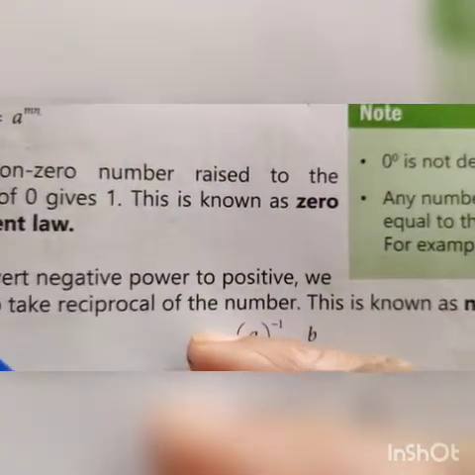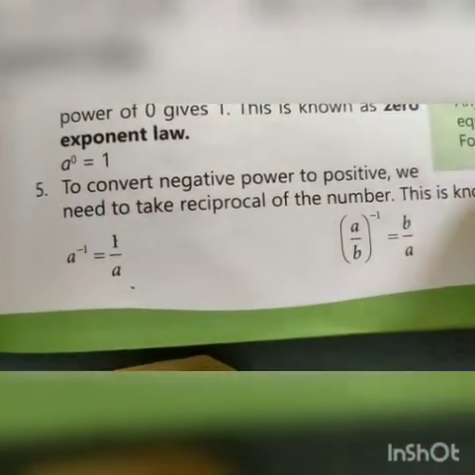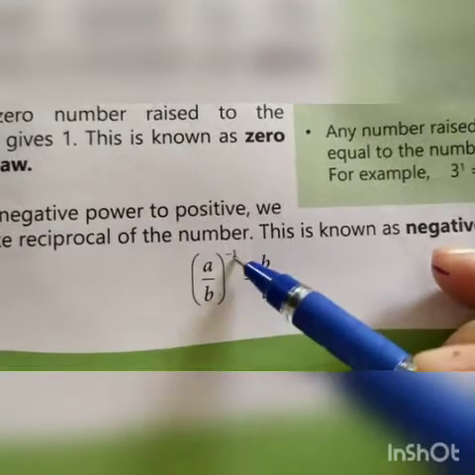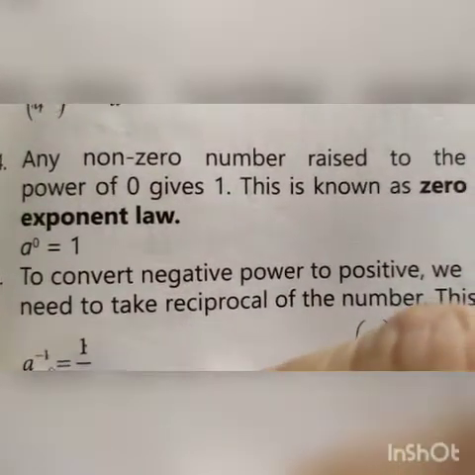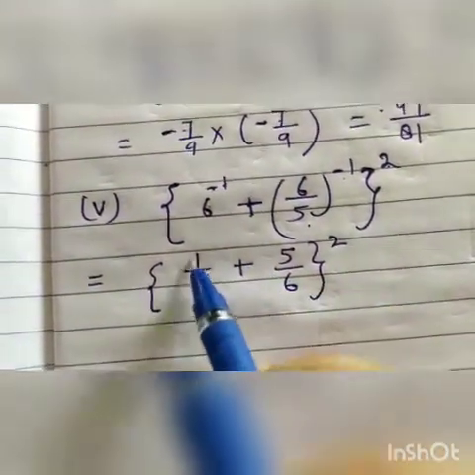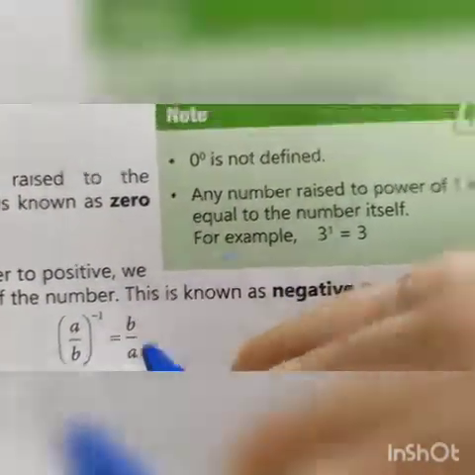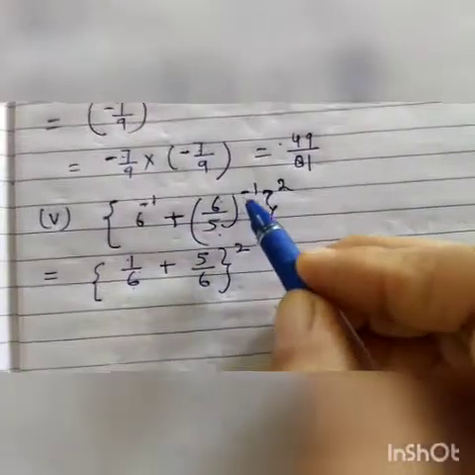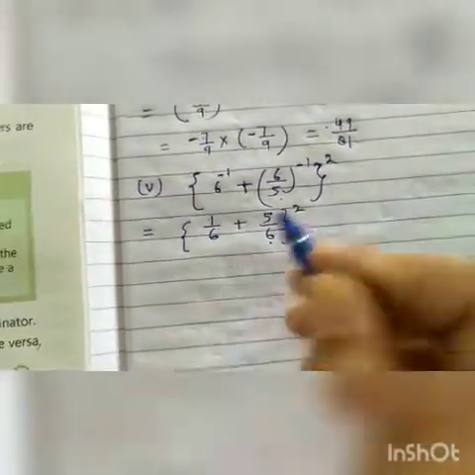A power minus 1 is equal 1 upon A, and A upon B power minus 1 is equal B upon A. First, A power minus 1 is equal 1 upon A. Here A power minus 1 is equal 1 upon A plus. Then A upon B power minus 1 is equal B upon A. Then this whole power 2.